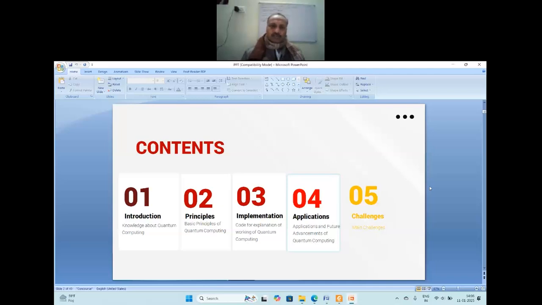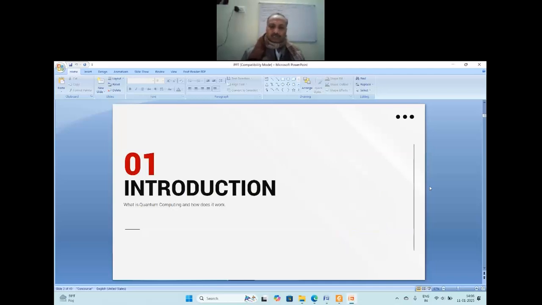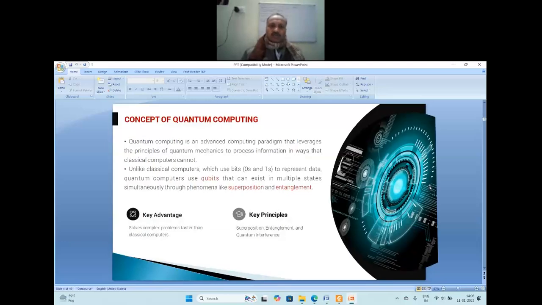Now, the introduction. In the introduction part, you will see the basic principles and how it actually works. Basically there are three basic principles, however, three other additional principles were also added due to these basic principles. The first one is the qubit, the second is superposition, and the third is entanglement.